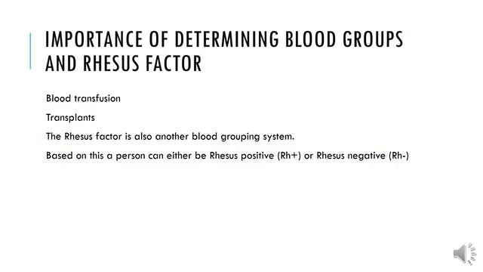The other thing that is determined is the rhesus factor. The rhesus factor is basically a blood antigen. Remember, we said that blood groups are determined by the presence or absence of certain antigens. Like the ABO system, we're looking at antigen A and antigen B.